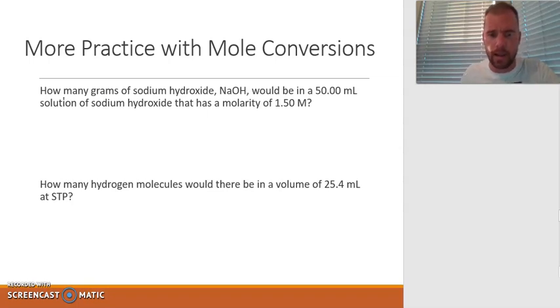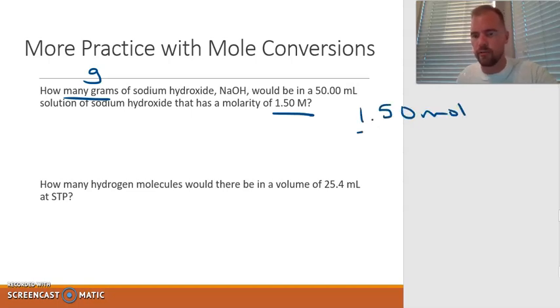So how many grams, okay, that's the mass, how many grams of sodium hydroxide, NaOH, would be in 50 milliliters of a solution of sodium hydroxide that has a molarity of 1.50 molar? Okay, so I'm going to need to help you out a little bit on this one. So 1.50 molar, that's the same thing as saying there are 1.50 moles for every 1 liter, right? Because we talked about earlier, that's what molarity is. Molarity is telling us moles over liters. So this could be rewritten as 1.50 moles over 1 liter. That's going to help us do some converting.